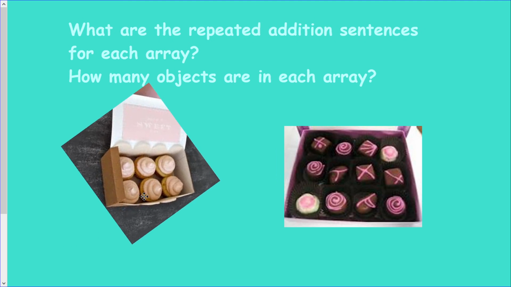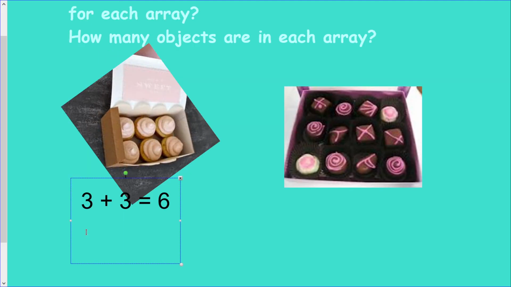Okay, let's see if we can make our array for these cupcakes. So how many cupcakes are in each row? The answer would be 3. How many 3s do we have? How many rows? That's 3 plus 3. And your answer is, what's your total? 6. Now we have our multiplication sentence. How many rows did you have? You had 2. Same thing, you had 2 3s. So 2 sets of 3 equals 6.